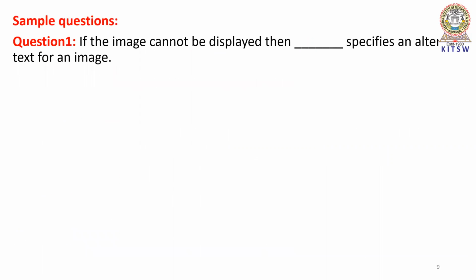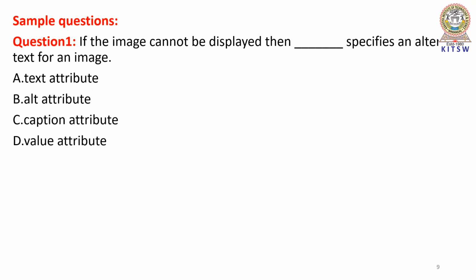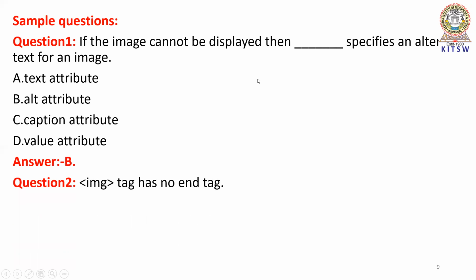Questions. If the image can't be displayed, then dash specifies an alternative text for the image. If a browser fails to display an image on the screen, then what is to be displayed? Options: alt text attribute, alt attribute, caption attribute, value attribute. If the image can't be displayed, then the alt attribute specifies an alternative for the image. Answer is B. Next, image tag has no end tag. True or false? True.